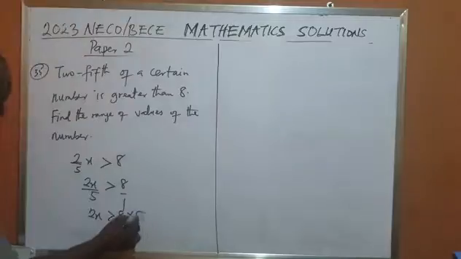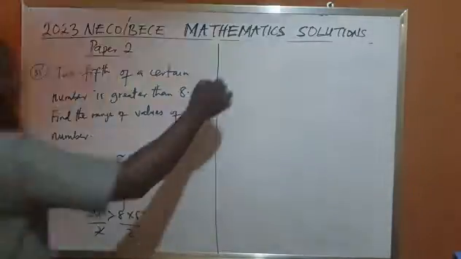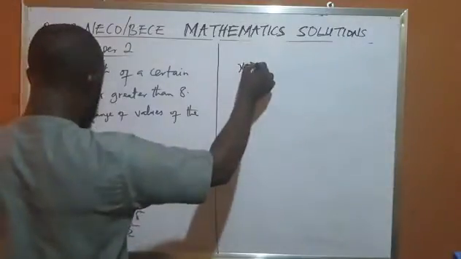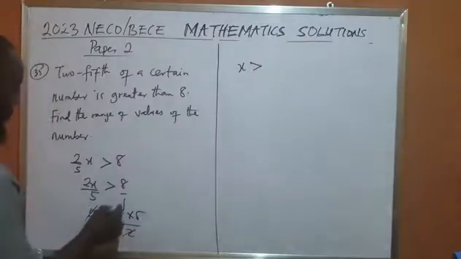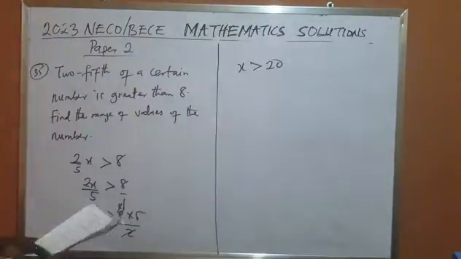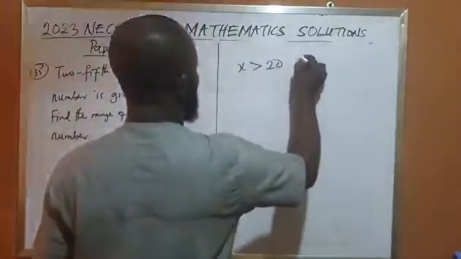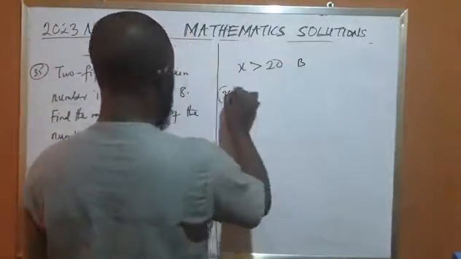We have 2x greater than 8 times 5. Divide both sides by 2. The 2 cancels here. Therefore, x is greater than, 2 here 1, 2 here 4. The answer was 20. So x is greater than 20. That is option B. Then question 36 now.